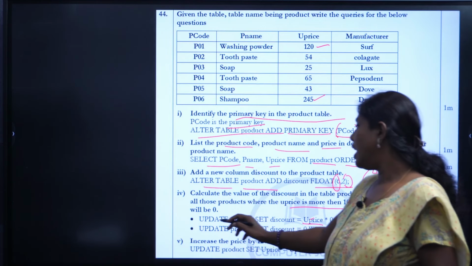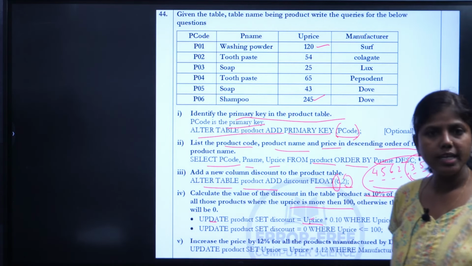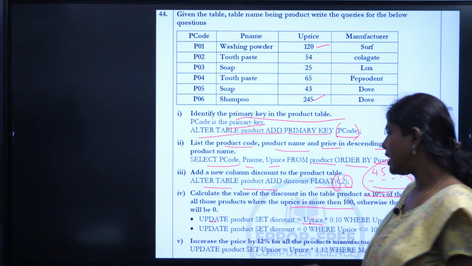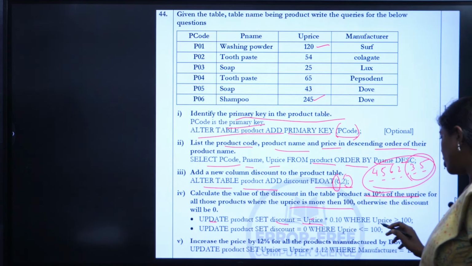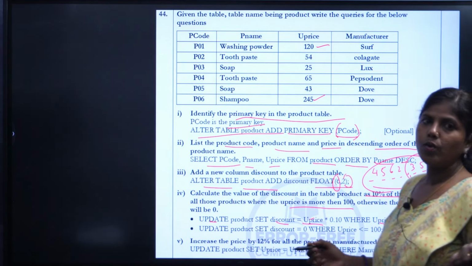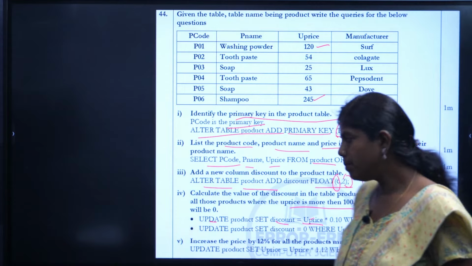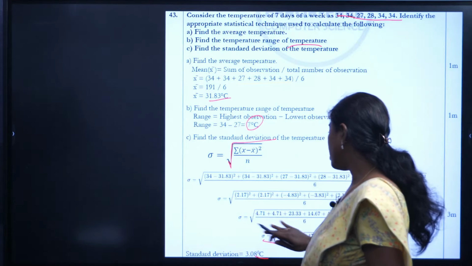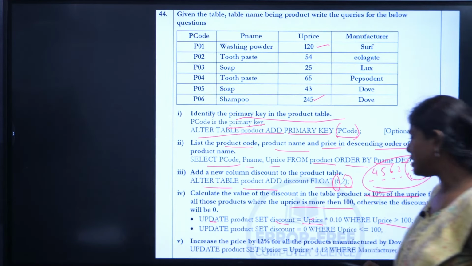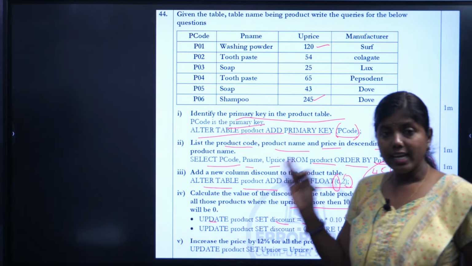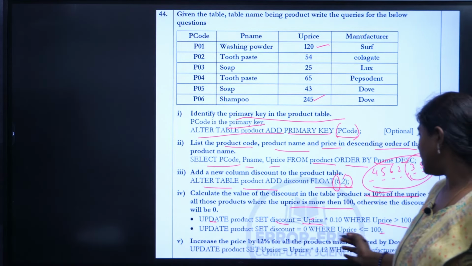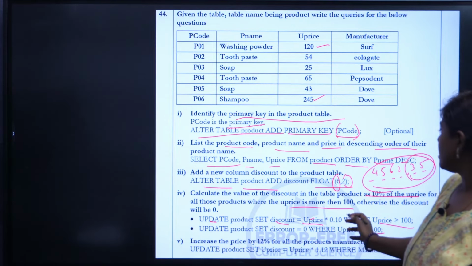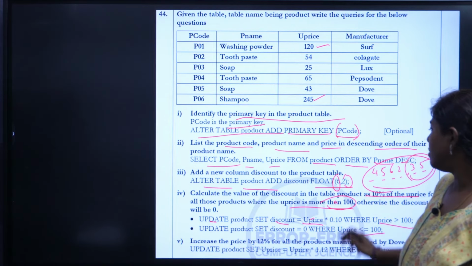Very simple. Update. Whenever an update comes, set will come. Update product set discount equals U price into 0.10, where U price is greater than 100. Otherwise it's going to be 0. That means very simple: update product set discount equals 0, where U price is less than or equal to 100. If it's greater, you give 10%, or else it's going to be 0 if it's less than or equal to 100. Because clearly they said it's more than 100.